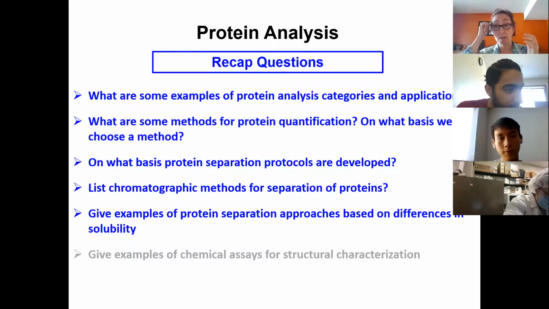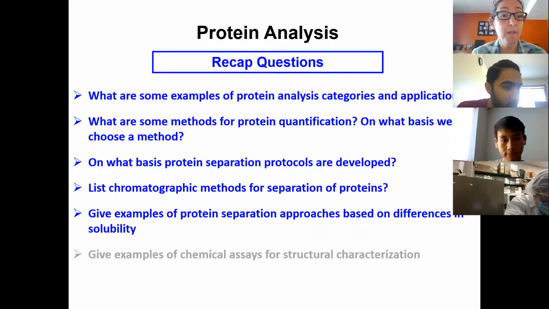So these research methods, if you want to quantify, usually we need a standard and have a standard curve and try to get an estimate of the protein. All right, great.